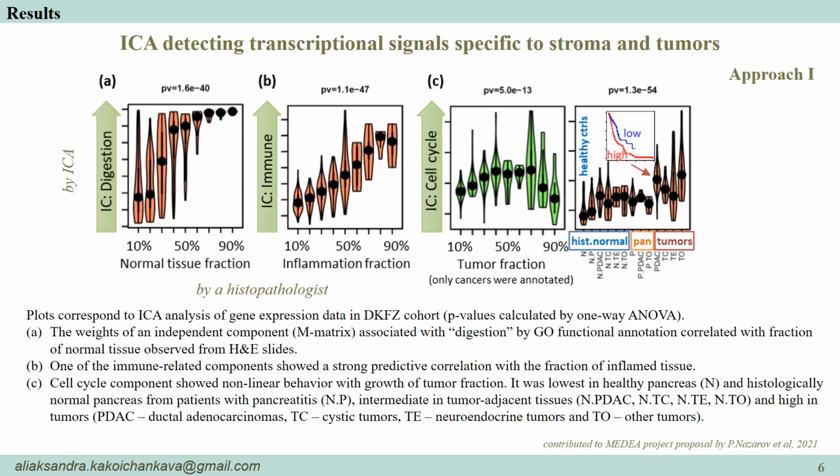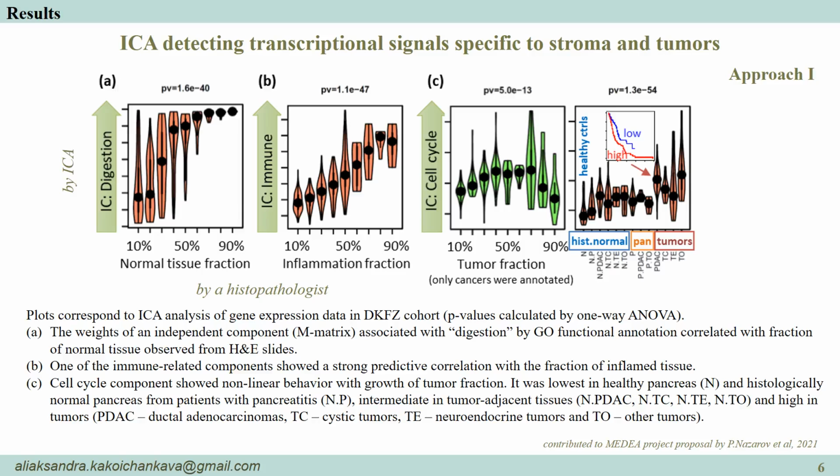As a proof that the method works, we considered the tumor purity information that was assigned by histopathologists from the DKFZ. On figure A, you can see the weight of the component linked to digestion, a biological process, with respect to the histologically identified normal tissue fraction. You see a clear increase with normal pancreatic activity. On figure B, a strong correlation between one of the immune-related components and the percentage of inflamed tissue is presented.